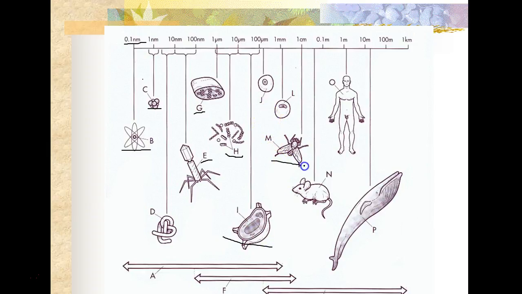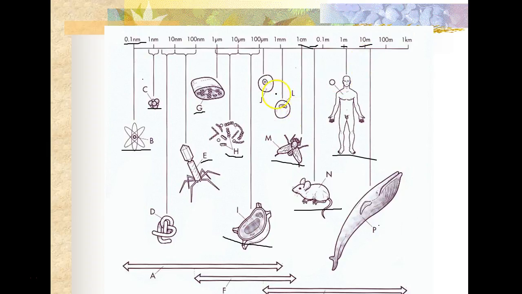This is a fly. You know what that is? 1 centimeter. This is a mouse, right there. A human, 1 meter. And then a whale is a little over 10 meters. So this is the scale of things.